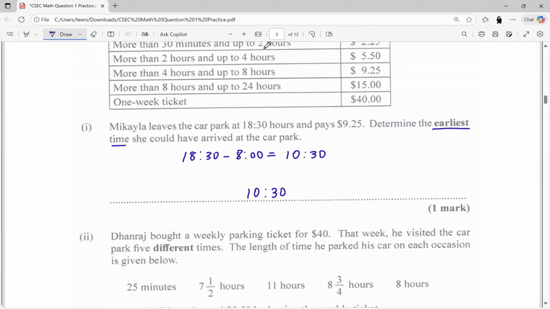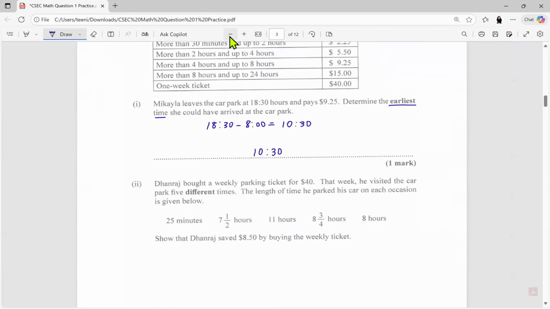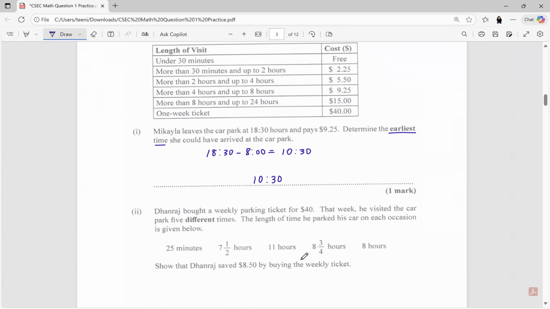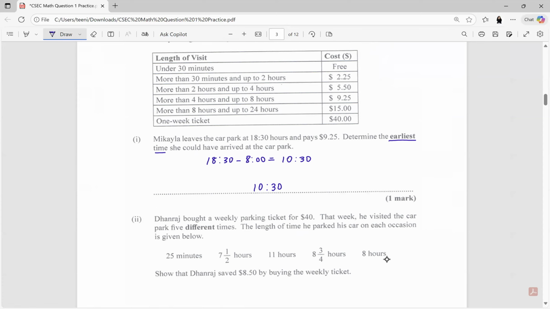In order to solve this question, we first need to find out how much money he would have spent if he went individually, because we already know a weekly parking ticket costs $40. So let's work out how much he would have had to pay for each individual time. For the 25 minutes, how much would he have had to pay? Based on the table, it would be free. Good, so he'll pay $0. The first time he didn't have to pay anything.